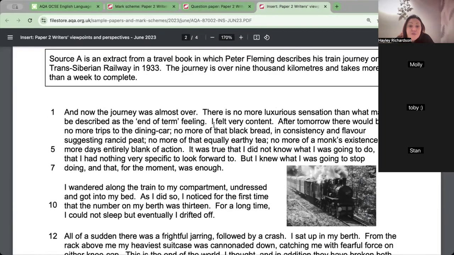So, and now the journey was almost over. There is no more luxurious sensation than what may be described as the end of term feeling. I felt very content. After tomorrow there would be no more trips to the dining car, no more of that black bread, the inconsistency in flavour suggesting rancid peat, no more of that equally earthy tea, no more of a monk's existence, no more days entirely blank of action. It was true that I did not know what I was going to do, that I had nothing very specific to look forward to, but I knew I was going to stop doing that, what I was going to stop doing, and that for the moment was enough.